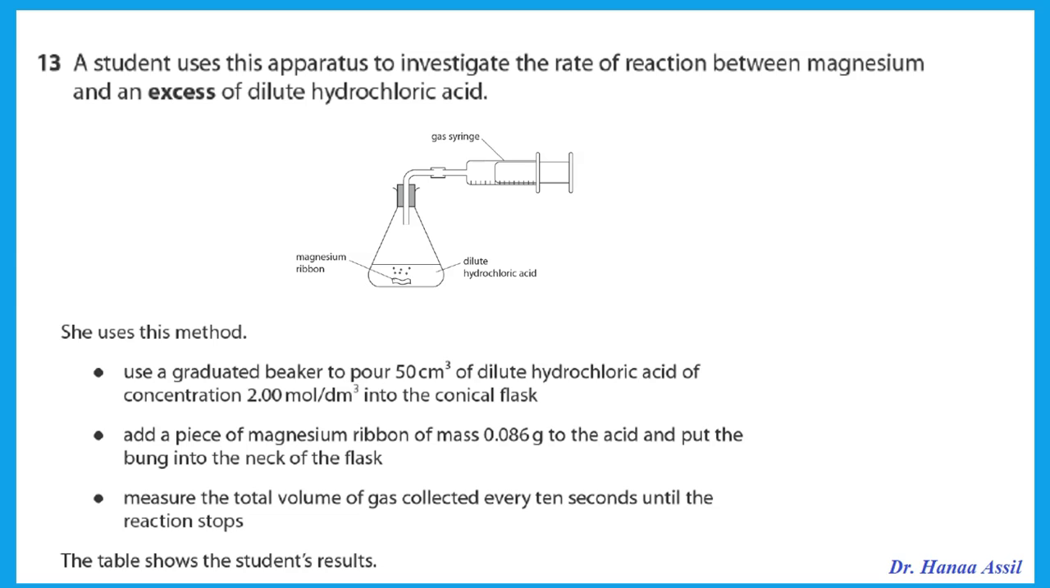Question 13 says, a student uses this apparatus to investigate the rate of reaction between magnesium and excess dilute hydrochloric acid. She uses this method. Use a graduated beaker to pour 50 centimeter cubed of dilute hydrochloric acid of concentration this into a conical flask. Add a piece of magnesium ribbon with this mass to the acid. Then we put the bung. Can you see what's the bung? That's the one we use to close the flask at the top, into the neck of the flask. Measure the total volume of gas collected every 10 seconds until the reaction stops, and the table shows the results.